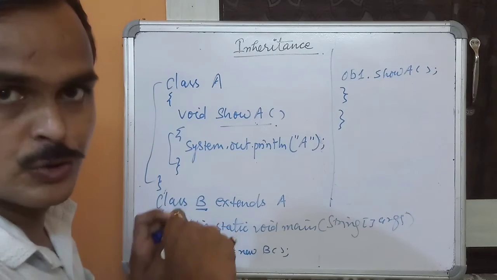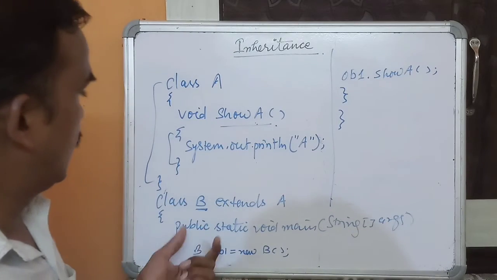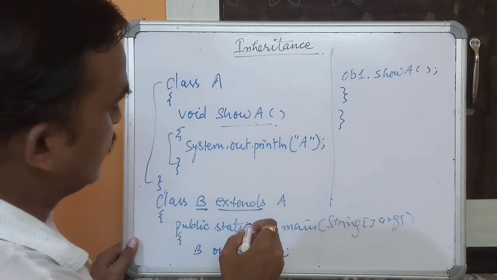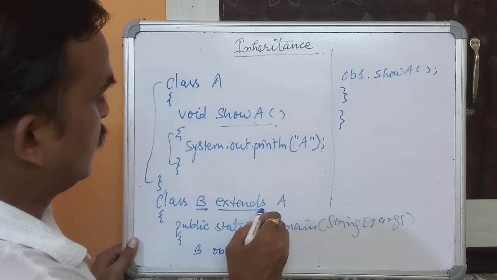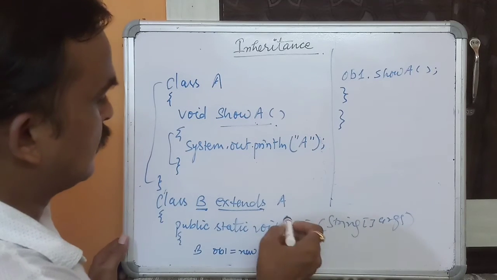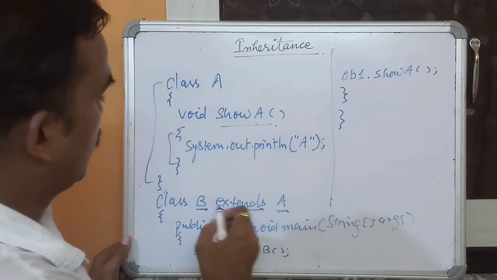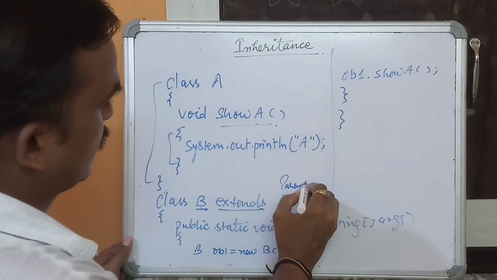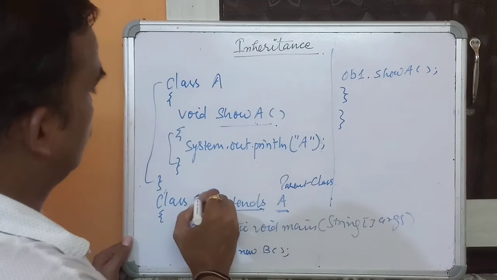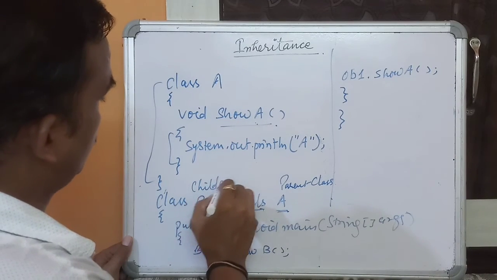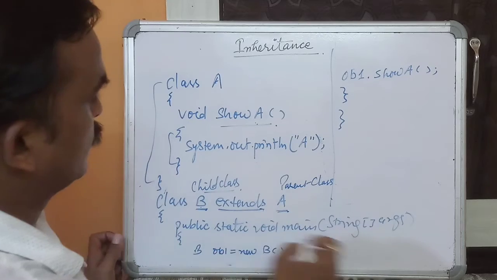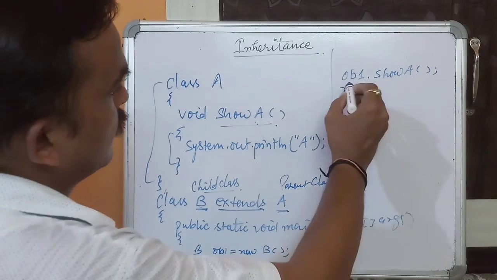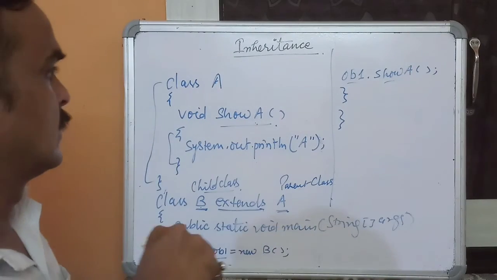Okay, that is not possible in the general way. So in inheritance we use the extends keyword. That keyword is used to extend or inherit the properties of class A in class B. So here A is a parent class and B is a child class.